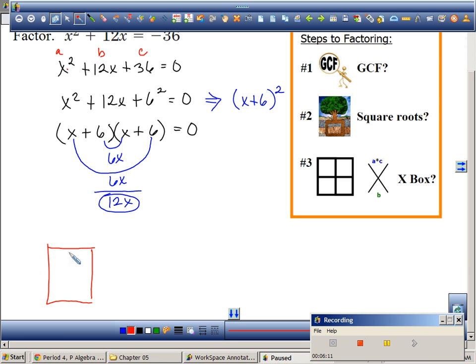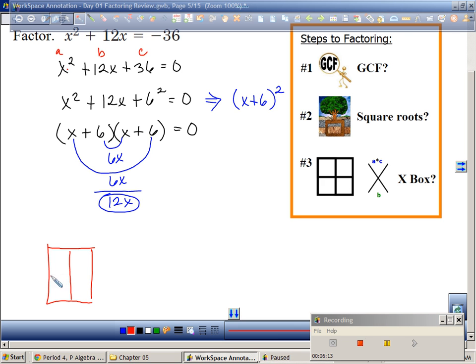Okay, so they call it the Xbox method, but I always say it should be the box X method, because you want to put in A and C first. This is your B's, but your B's get split up. We find the B by using the X. So if I put in A, what is A? X squared. And what is C? 36. And to find these two numbers, even though we already know what they are, what are they?